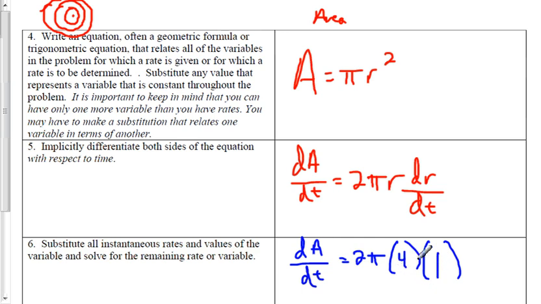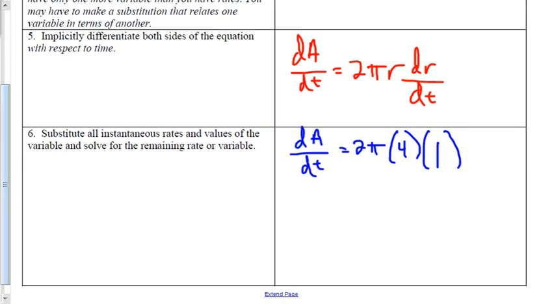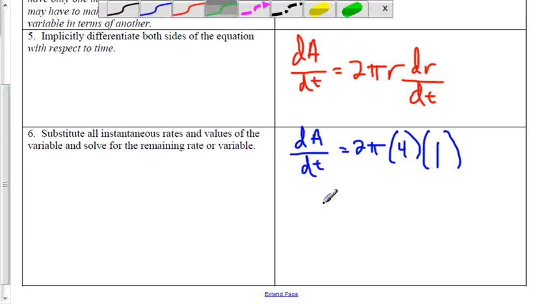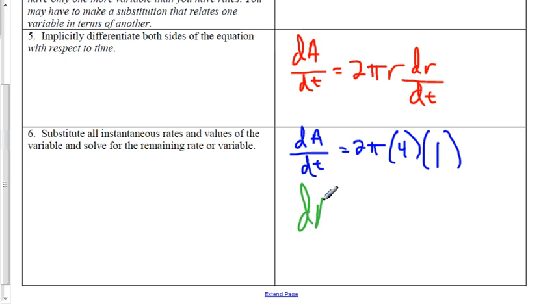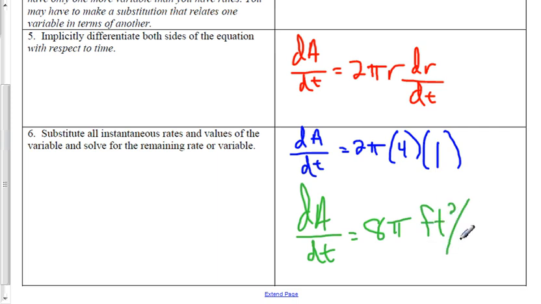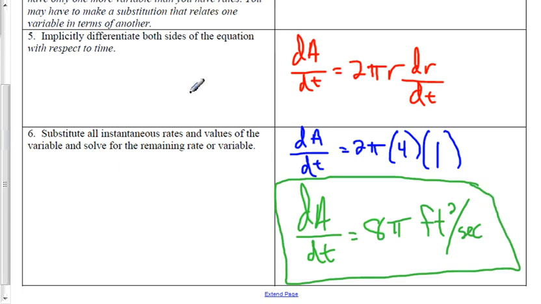So there's 4 feet times 1 foot per second. Feet times feet would be square feet, which is what we want our area to be in, and then it's all over seconds. So the units should match up as well. The rate at which the area is changing: 2 times 4 is 8, so it's 8 pi, and again, that's going to be square feet per second. Okay, and let's go on to the next one.